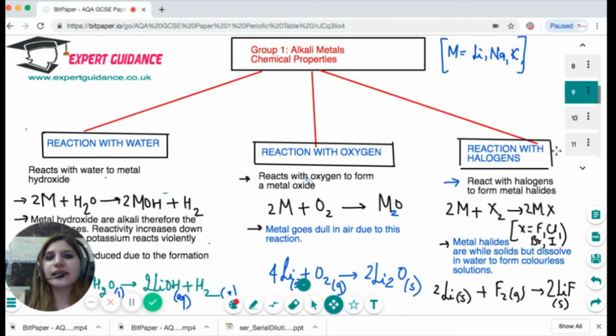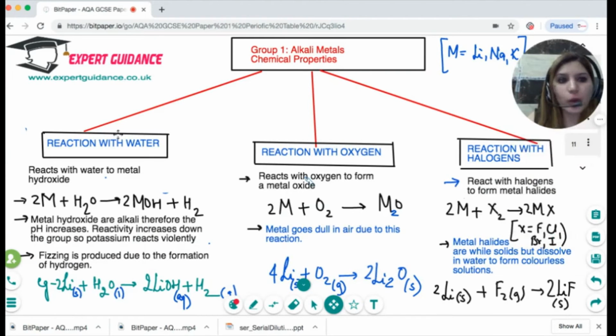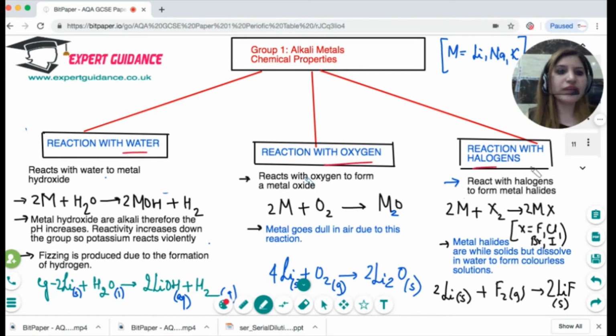Now let us look at the chemical properties. In the chemical properties, you need to know about three reactions: reactions with water, reactions with oxygen, and reactions with halogens. Now always remember, whenever asked in the exam, you'll be writing a balanced chemical equation along with the state symbols. So here I'll be taking an example of lithium, how lithium reacts with water, oxygen and halogens. You can replace lithium with any of the Group 1 elements, that is lithium, sodium and potassium, and write the equation the same way.